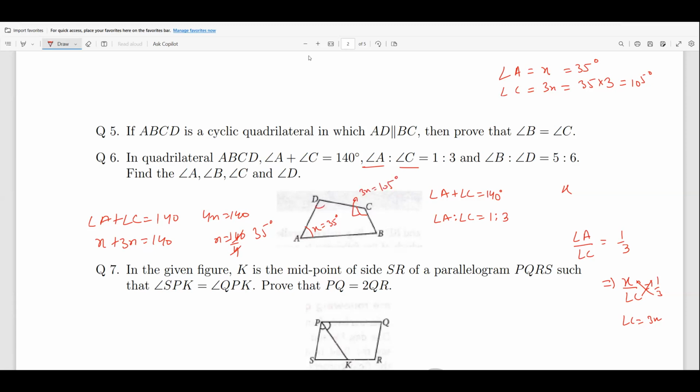Now similarly, the B and D ratio is being given. This is very simple, it's the same. You have to do it this way. The B and D ratio is being given to you as 5 is to 6. So you can take 5x plus 6x, which is equal to 11x.